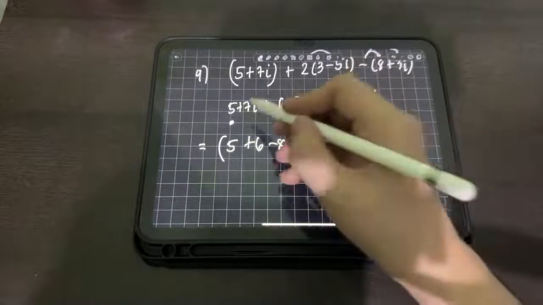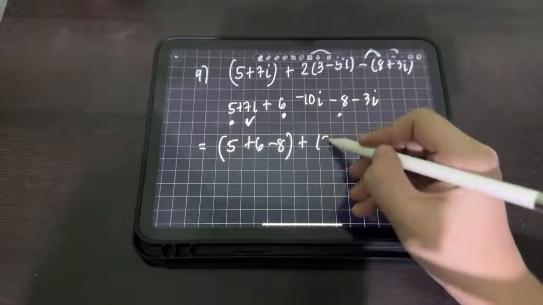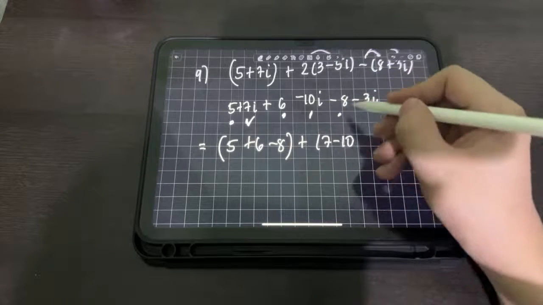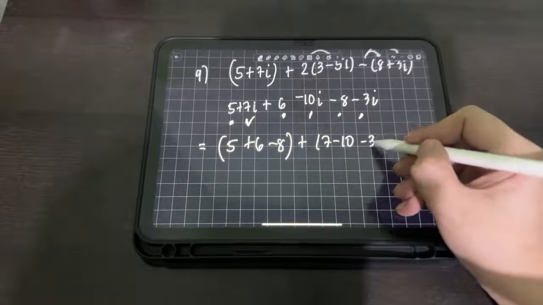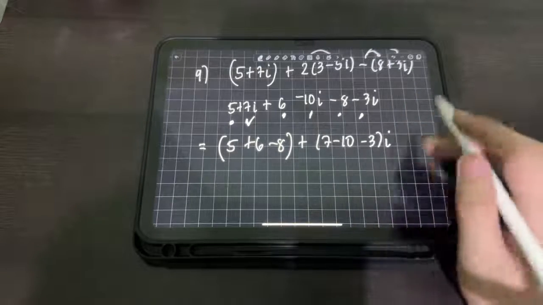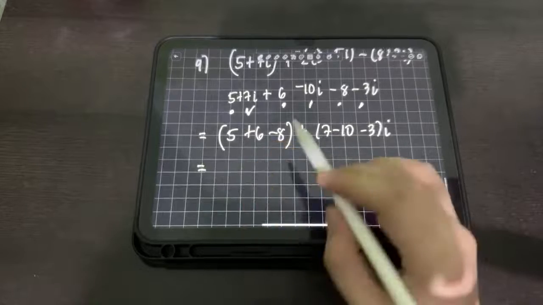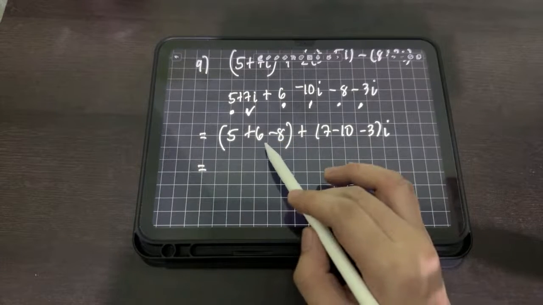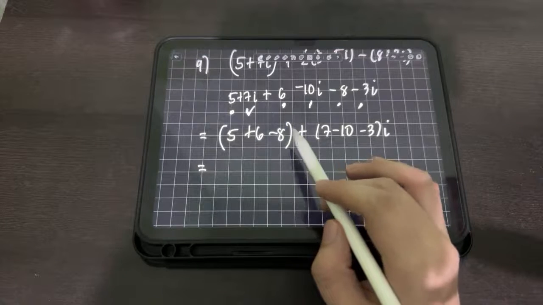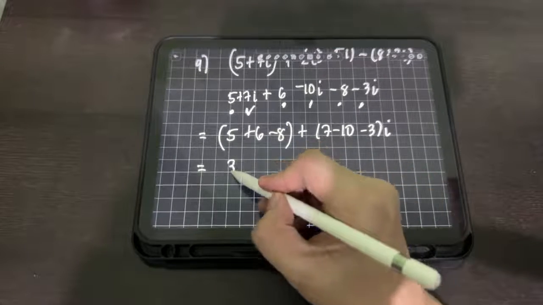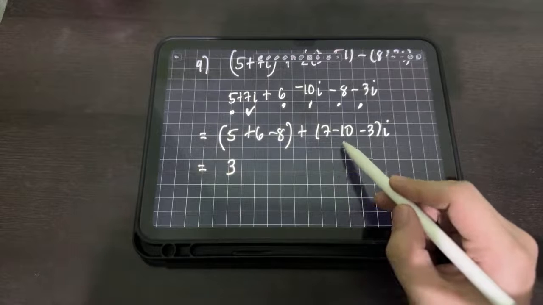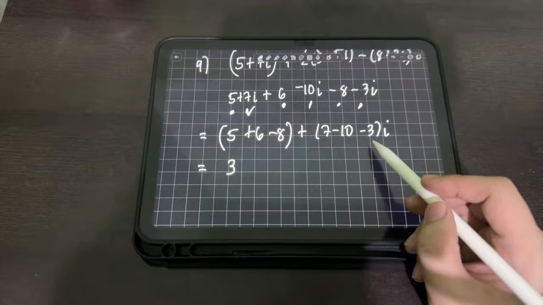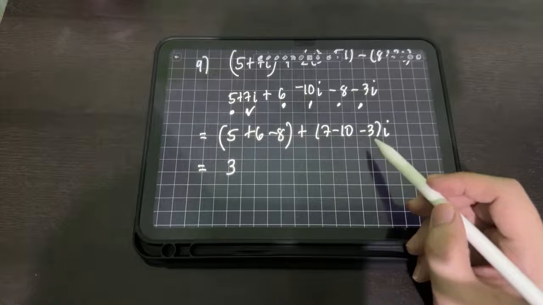Combine the imaginary parts. You have 7i, negative 10i, minus 3i. So, 7 minus 10 minus 3. Let's combine. So, we have 5 plus 6 minus 8. So, that's positive 3. Then 7 minus 10 minus 3. That's negative 6. Okay.